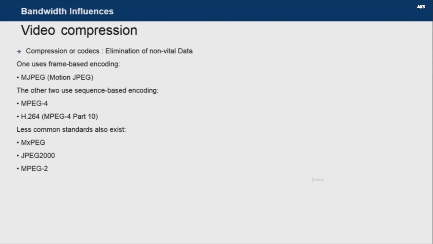And video compression is the reduction of data for reducing the transmission bandwidth. We have three standard codecs commonly used for surveillance: MJPEG as frame-based encoding, MPEG-4 and H.264 as sequence-based encoding, and there are also some less common standards such as MXPEG, JPEG 2000 and MPEG-2.